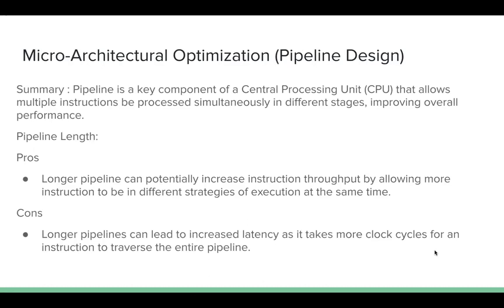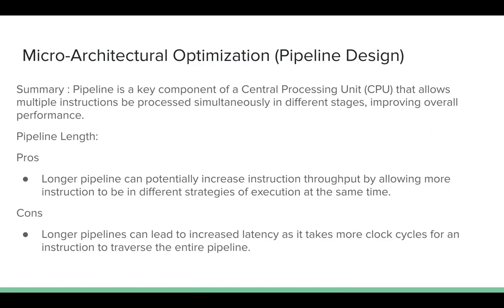Now we're going to focus on the intermediate layer for the microarchitecture optimization part, specifically pipeline design. A quick overview: a pipeline is a key component of a central processing unit that allows multiple instructions to be processed simultaneously in different stages, improving overall performance. Essentially, they store the information from the instructions and calculations so that the logic gates of the next stage can do the next steps.